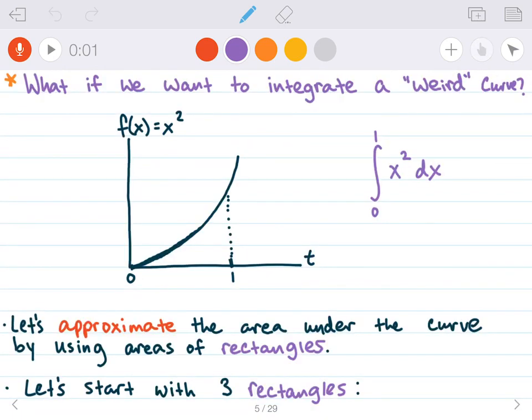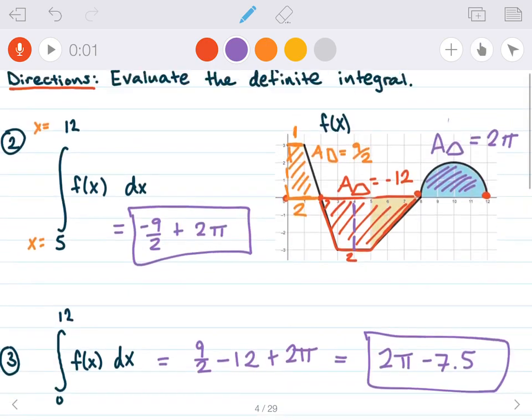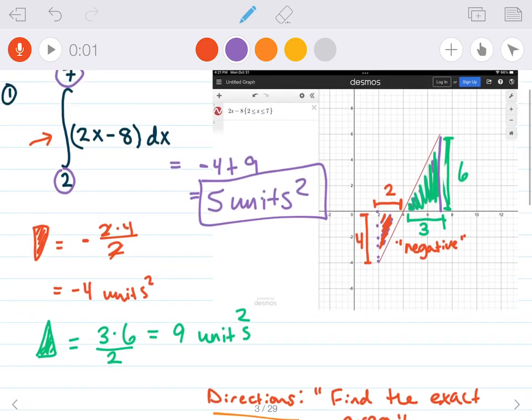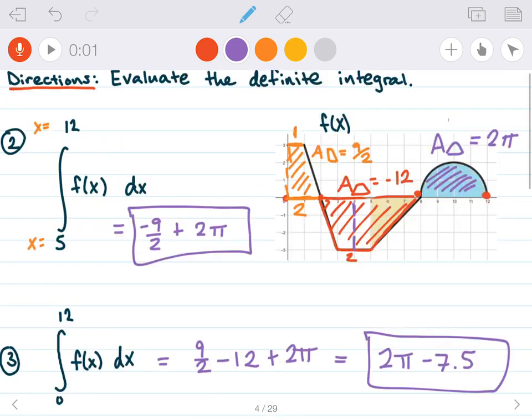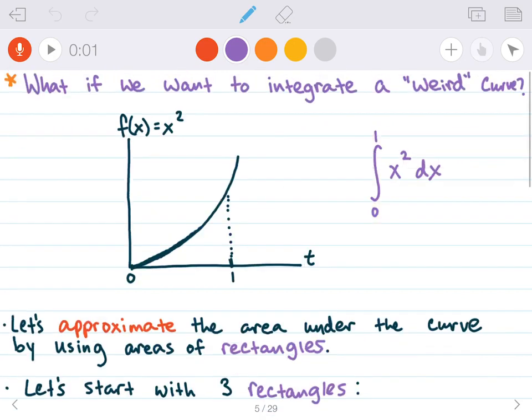All right. So that's all fine and good, but what is the difference between this curve that we have, f of x equals x squared, and the other ones that we just dealt with? Well, the other ones we were able to parse into geometric shapes that we know the area formulas for. Here we changed this into triangles to compute the area. Here we have trapezoids and a semicircle. But what if we have something weird like this? It's not a straight line, so we can't use the area of the triangles. So what do we do in this case?